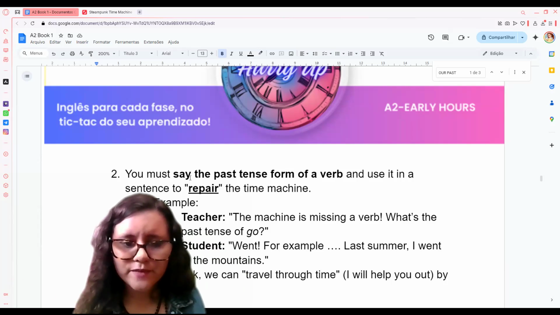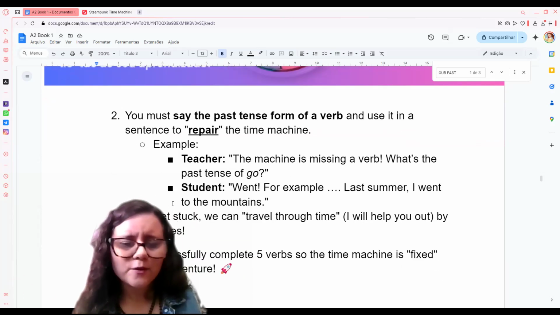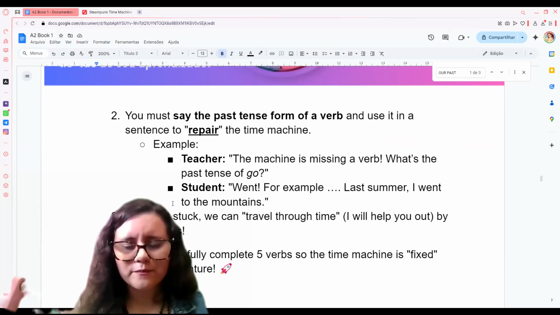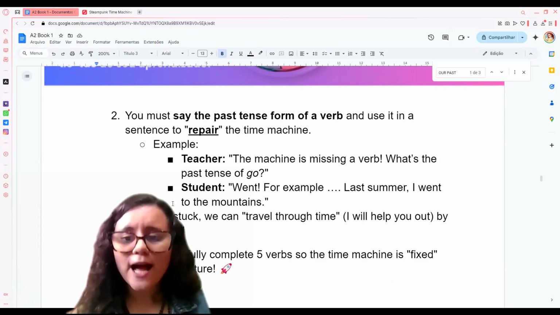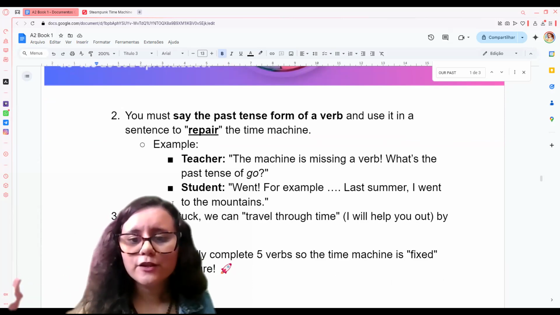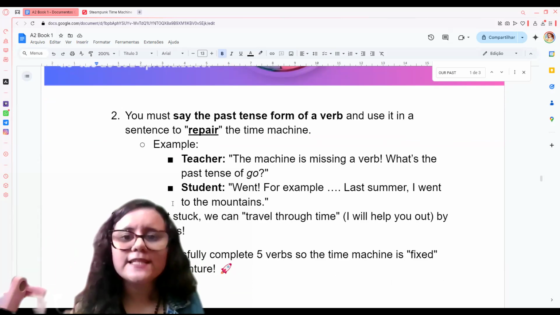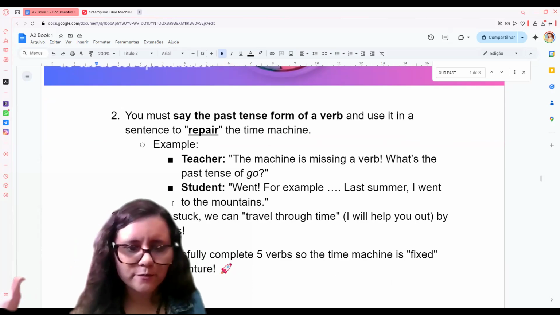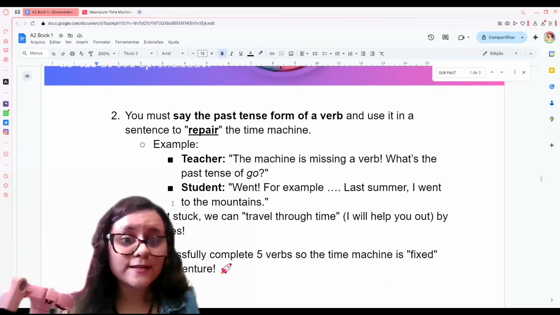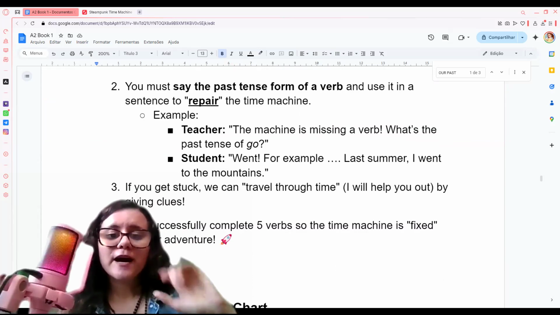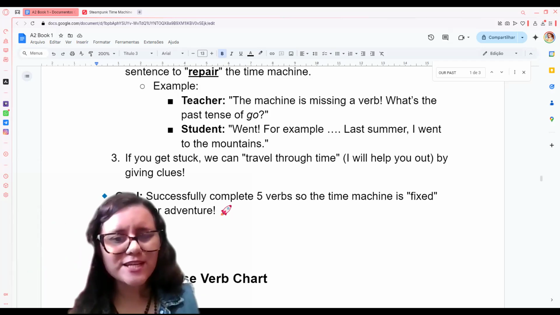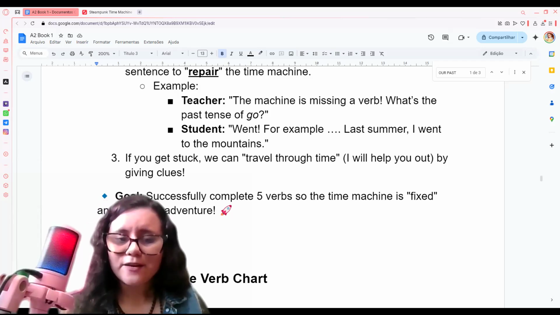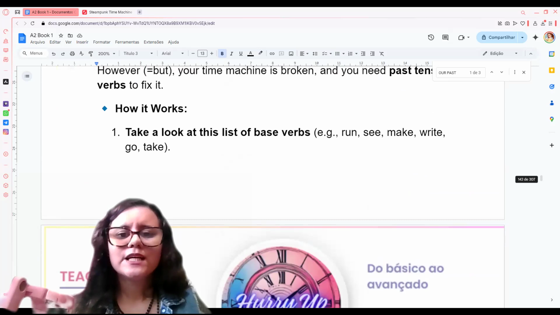Very good. If you get stuck, we can travel through time. Of course, I will help you out by giving clues. You can write your questions and I will help you later. If you successfully complete 5 verbs, the time machine is fixed and ready for adventure.